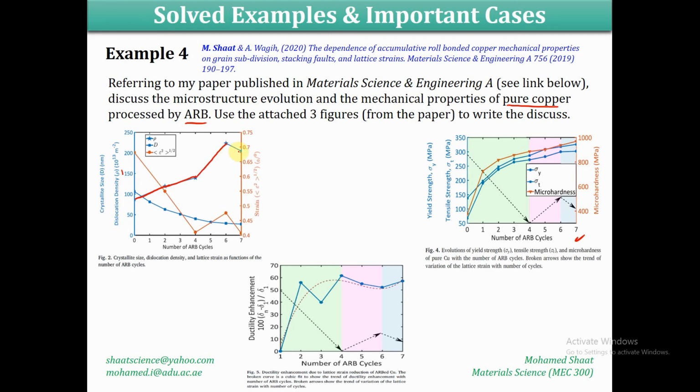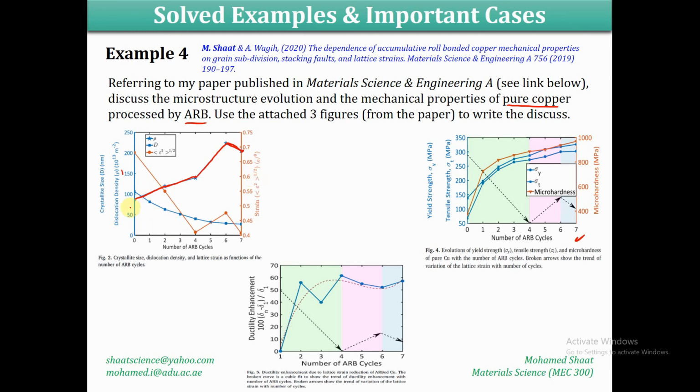But between the sixth and the seventh, when we have done one more cycle after the sixth, we end up with a slight decrease in the dislocation. So these are the changes in the dislocation density as we measured or determined it from the XRD analysis of these different samples after the different cycles of the accumulative roll bonding.